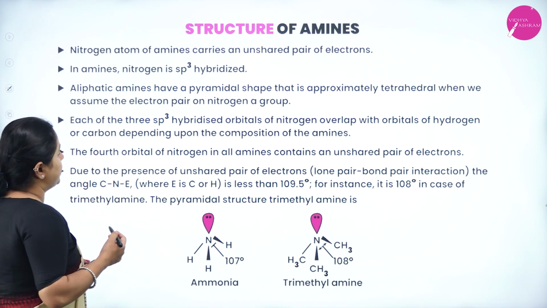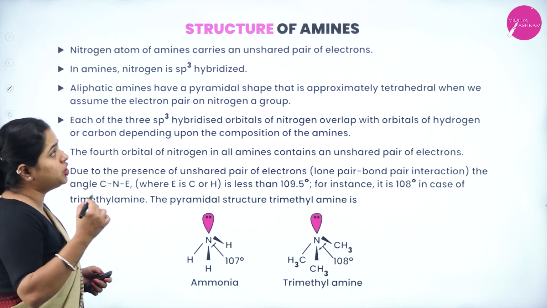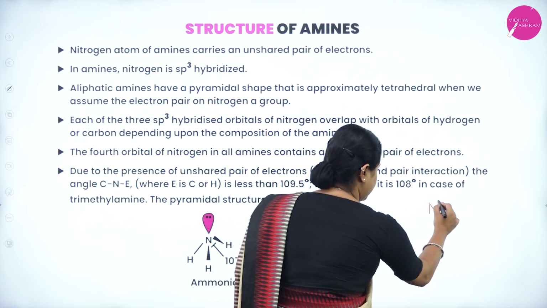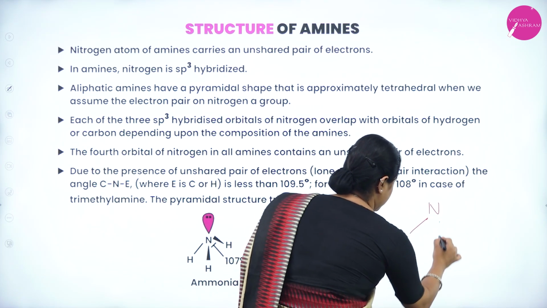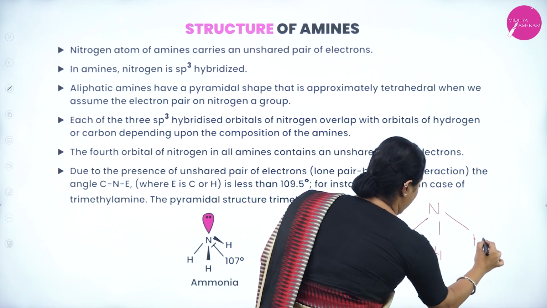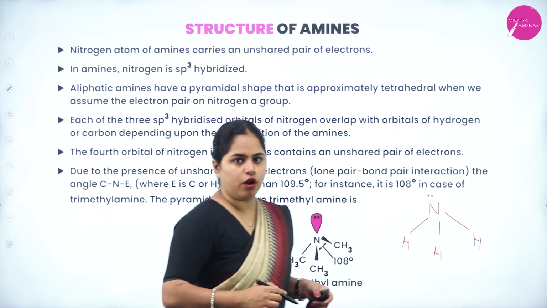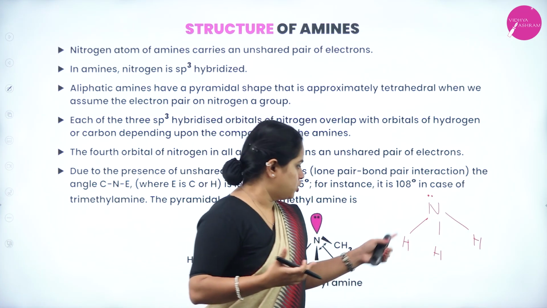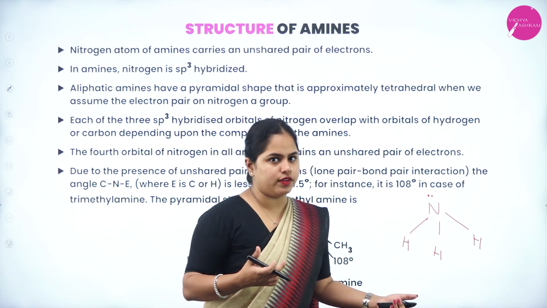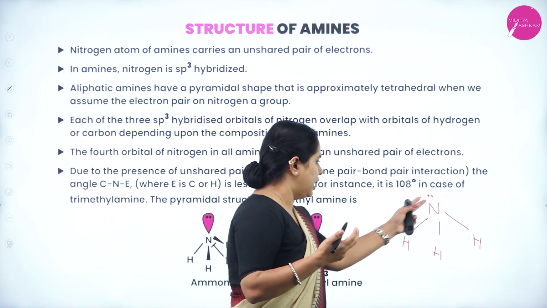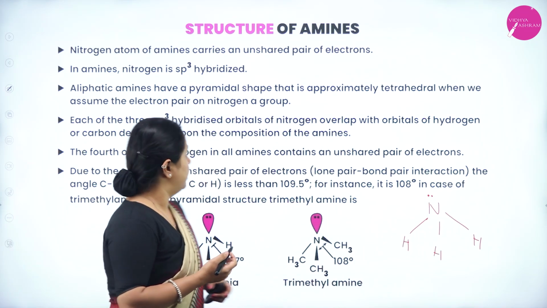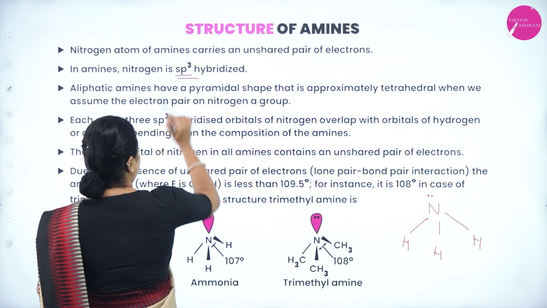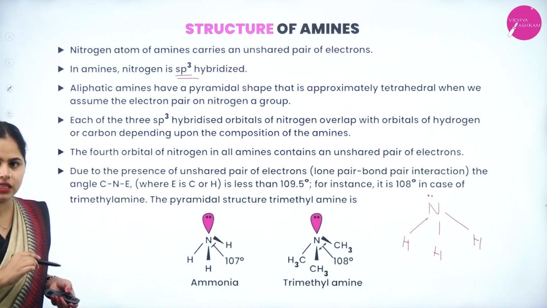The nitrogen atom of amines carries an unshared pair of electrons. So you can see the structure of ammonia, NH3. It has a lone pair of electrons because nitrogen has 5 valence electrons. So 1, 2, 3 are already forming bonds with hydrogen, 2 more are left behind, which will be present as a lone pair. Clear? Now in amines, nitrogen is sp3 hybridized. Now why is it sp3 hybridized?